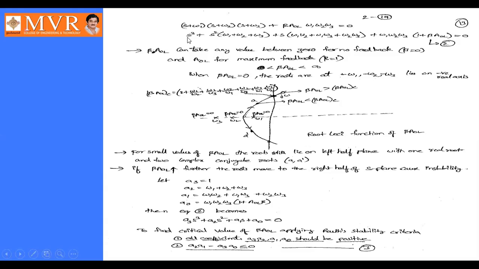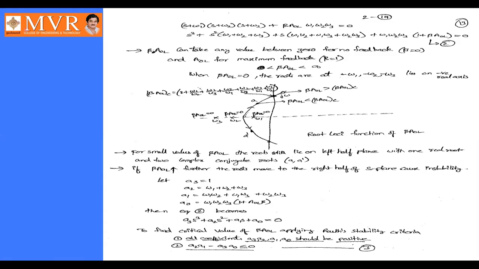So S cube term common, S square term common, and S term common, and writing the other terms separately. So then we can get this equation: S cube plus S square into (omega 1 plus omega 2 plus omega 3) plus S into (omega 1 into omega 2 plus omega 1 into omega 3 plus omega 2 into omega 3) plus omega 1 into omega 2 into omega 3.